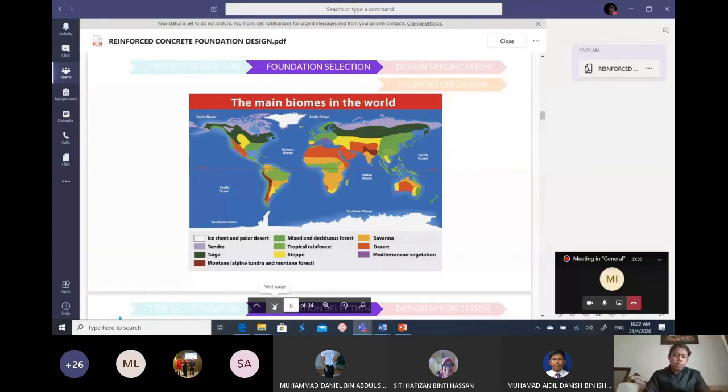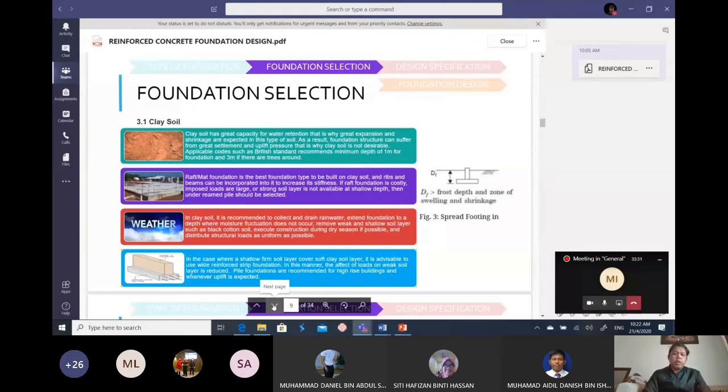Okay, so next, still on the foundation selection, we have a look first at the clay soil. What are the suitable types of foundation for the clay soil? The clay soil has a great capacity for water retention. That is why great expansion and shrinkage are expected in this type of soil. As a result, the foundation structure can suffer from great settlement and uplift pressure. That is why clay soil is not desirable.